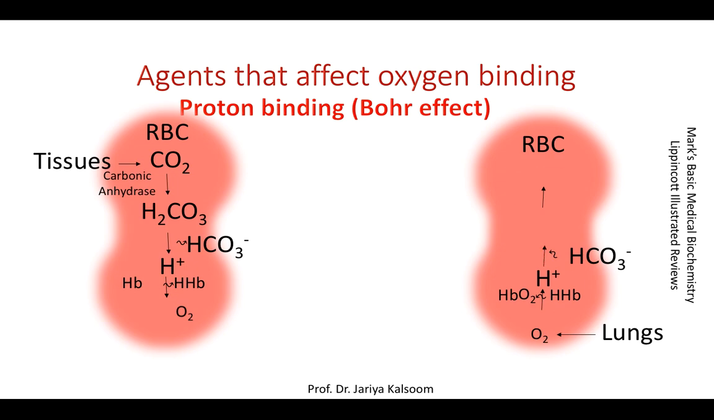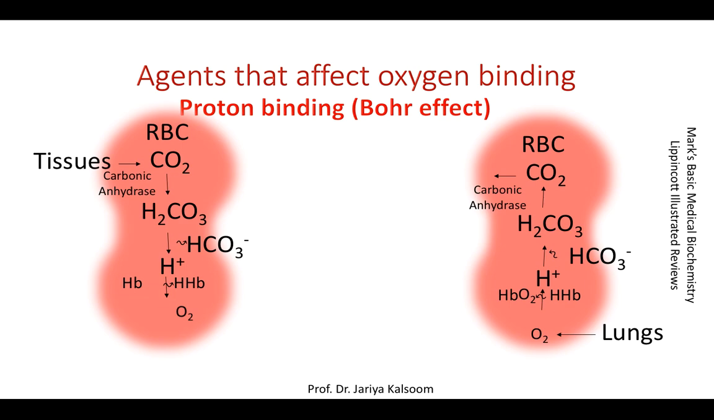In the lungs, this process is reversed. Oxygen binds to hemoglobin because of the high oxygen concentration in the lungs, causing release of protons which combine with bicarbonate to form carbonic acid. This decrease of protons causes the pH of the blood to rise. Carbonic anhydrase cleaves the carbonic acid to water and carbon dioxide, and the carbon dioxide is exhaled.